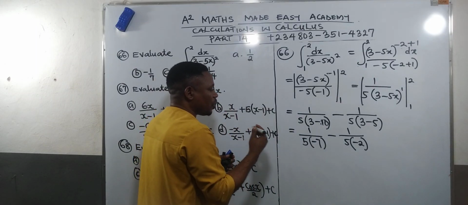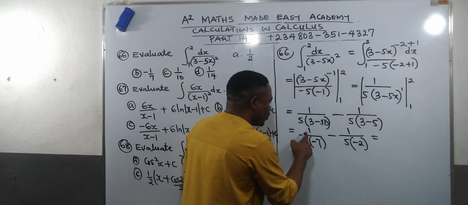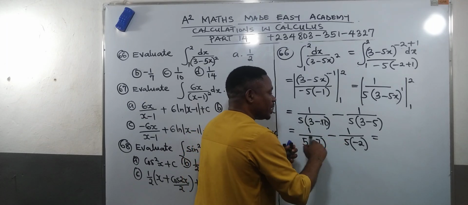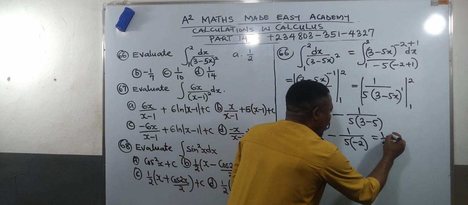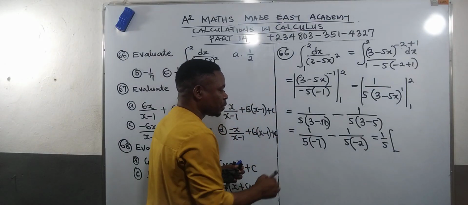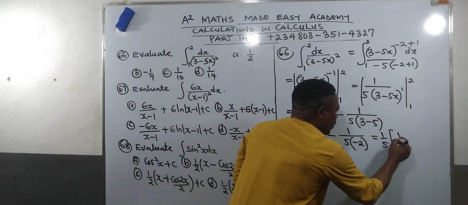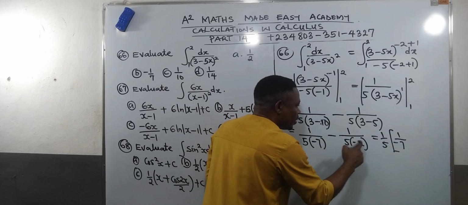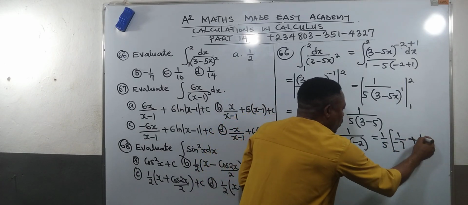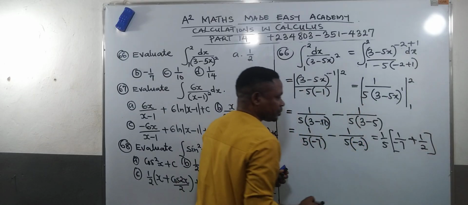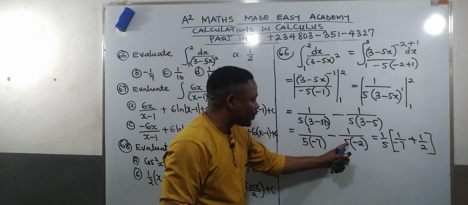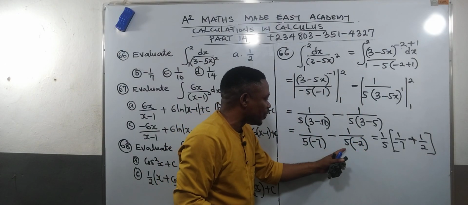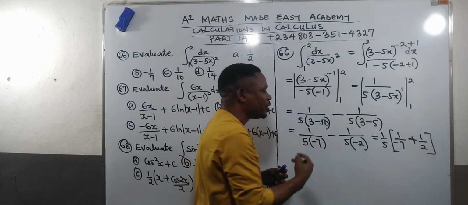So what do you think will happen here? Watch. I have 1 over 5, and I have 1 over 5, so to make it easy, factor 1 over 5 out and open the bracket. What do you think is remaining? 1 over minus 7. Then here again, minus minus will give me plus. It remains 1 over 2. Close the bracket. Remember, I factored out 1 over 5. This makes it easier than taking a big number.